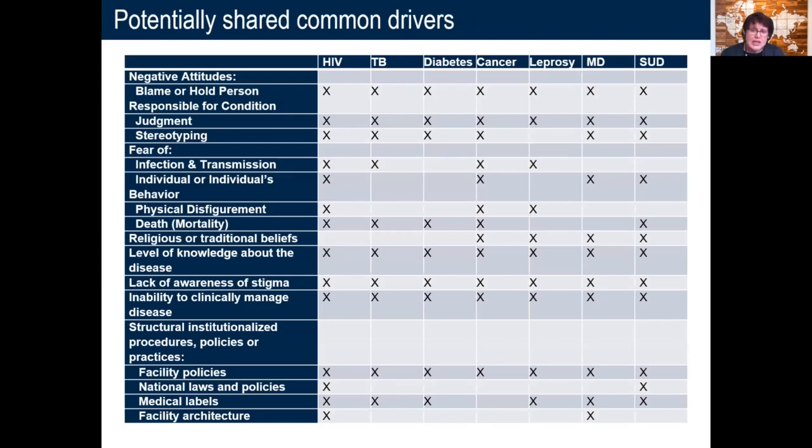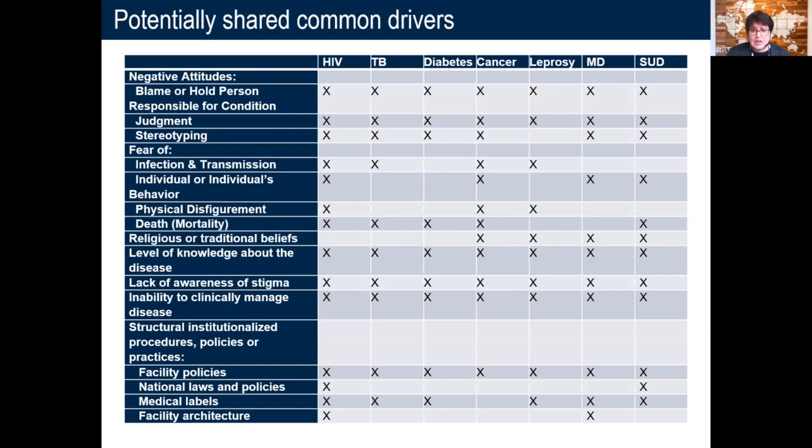So for example, having a negative attitude, in particular, the culpability for the condition, that is, you are to blame for the condition, is a driver for all 7 of these conditions, as is lack of awareness of stigma and its consequences, level of knowledge, myths and misbeliefs, and institutional policies.